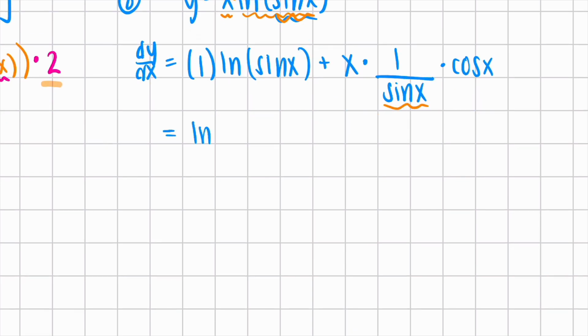Simplify, I have natural log of sine of x plus x, sorry, x times cosine over sine. Cosine over sine equals cotangent of x. So I'm going to say x cotangent of x.